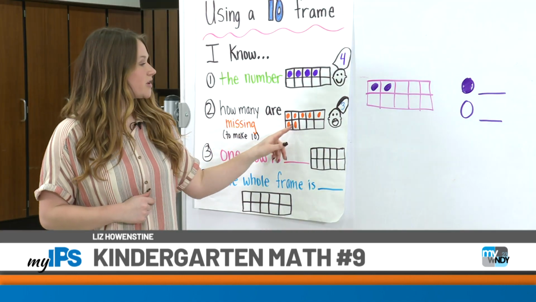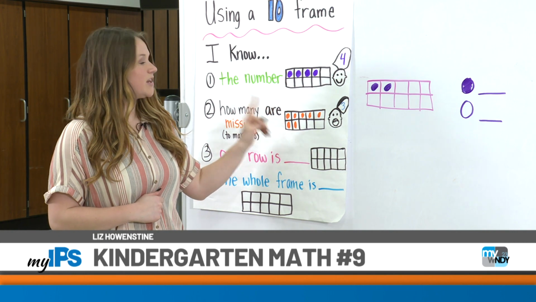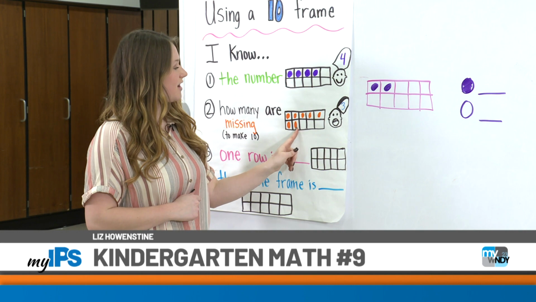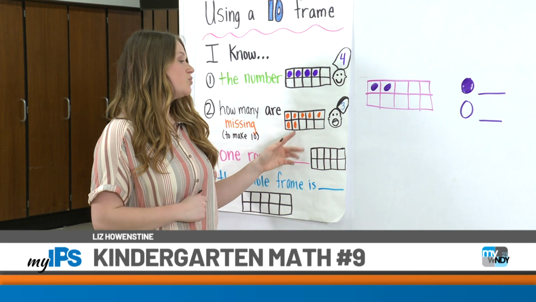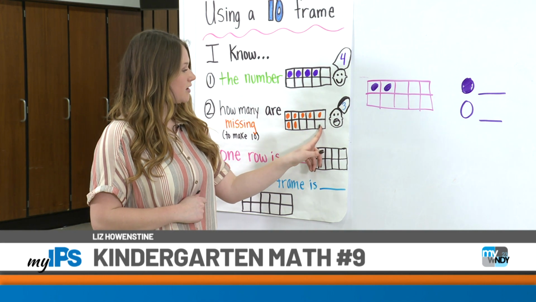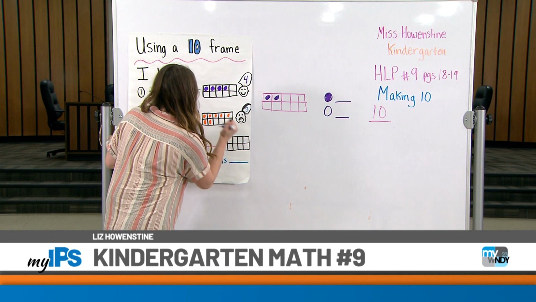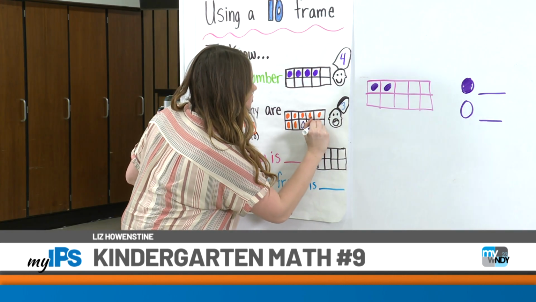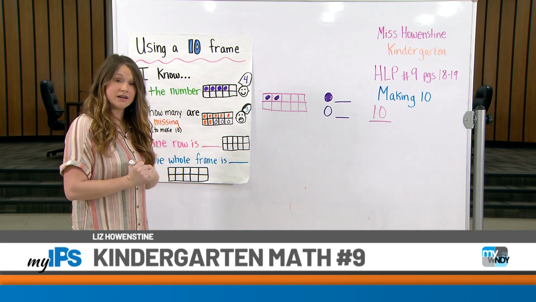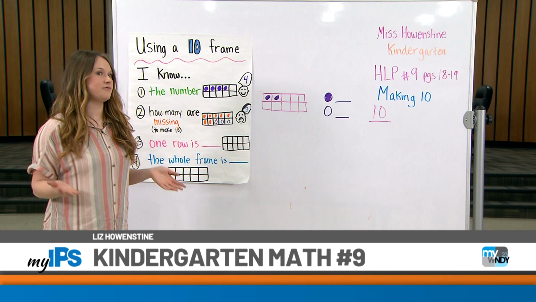All right, number 2, I know how many are missing to make 10. So if we are looking at our anchor chart and we look at our 10 frame, we count how many we have. 1, 2, 3, 4, 5, 6, 7. And you know by looking, how many do I need to fill in here to make the 10? Well, if we do that, we can fill it in. 1, 2, 3. And you said that you needed 3 to make 10. So you can tell how many are missing by using your 10 frame.